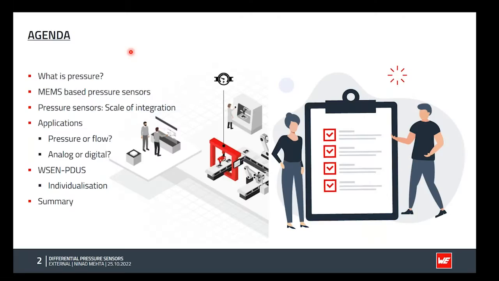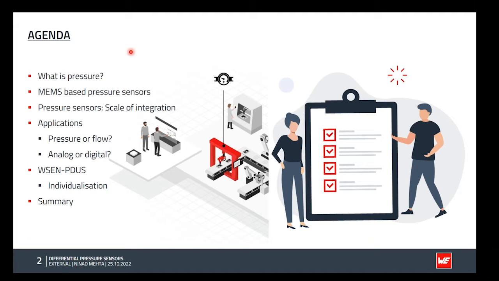The choice of the pressure sensor depends on the end application. Today, we're showing examples of applications with differential pressure sensors, and we're going to explain main key features and characteristics. We'll also give a comprehensive overview of MEMS-based pressure sensing technology, and we'll finish off with a discussion of the differences between analog and digital sensors.